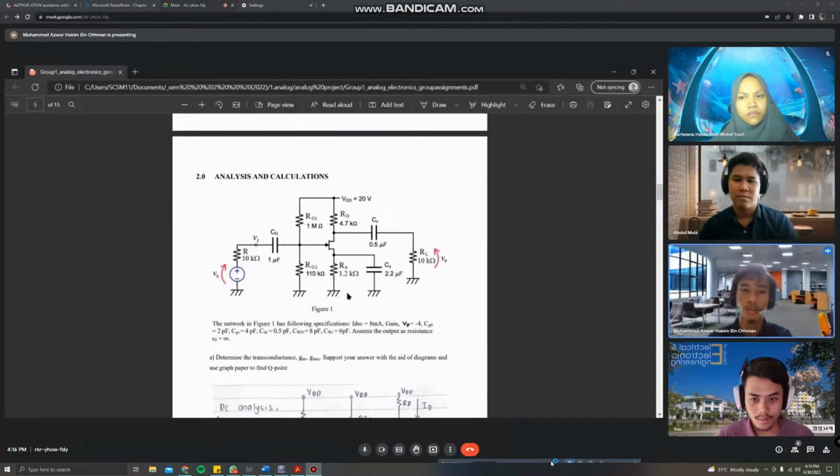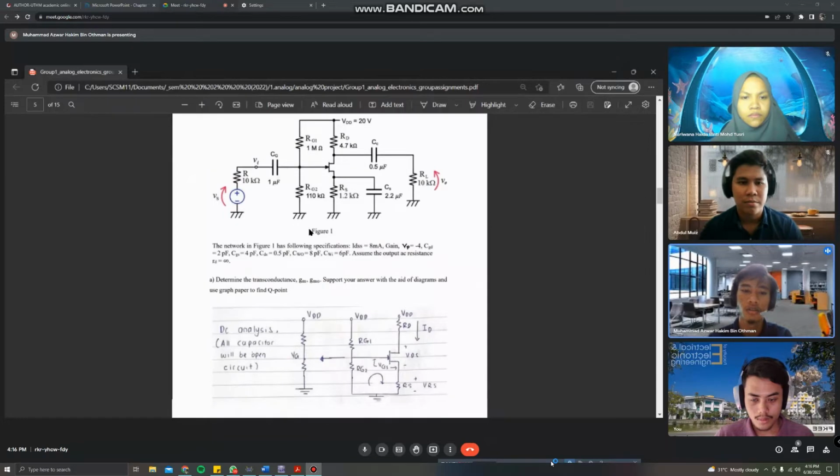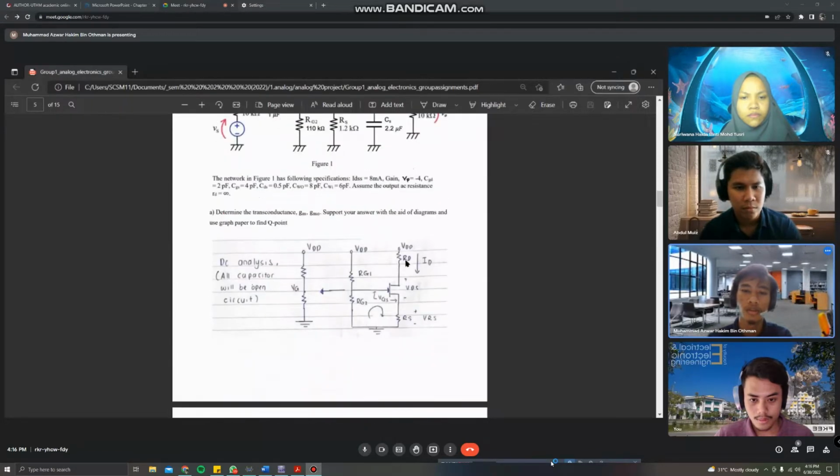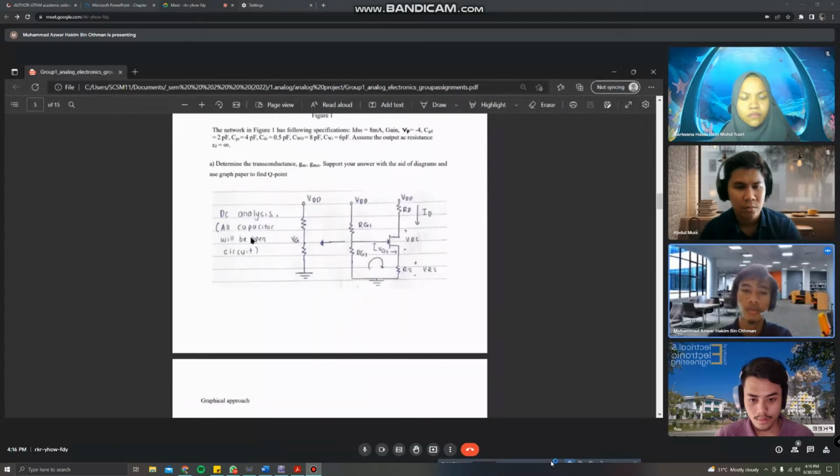My name is Muhammad Azul Hakim bin Uthman, metric number AA210032, and I will continue with the analysis and calculation part. For this part, we need to determine the transconductance gm and gm out. We need to sketch our answer on the graph diagram to find the Q point. When we do the analysis, the capacitor will be an open circuit.